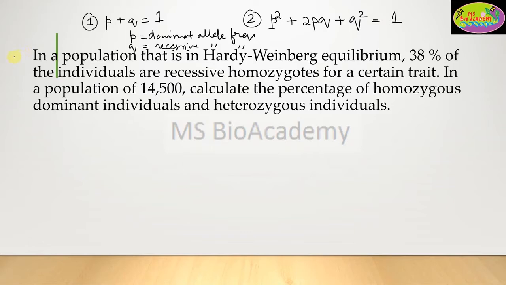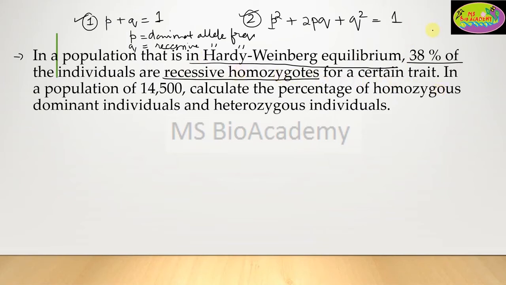So let's take the first problem here. This says that in a population that is in Hardy-Weinberg equilibrium, as it is mentioned in this question that it is following this equilibrium, that means we are going to use both these equations in our question. In a population that is in Hardy-Weinberg equilibrium, 38% of the individuals are recessive homozygotes for a certain trait. They haven't mentioned what the trait is.